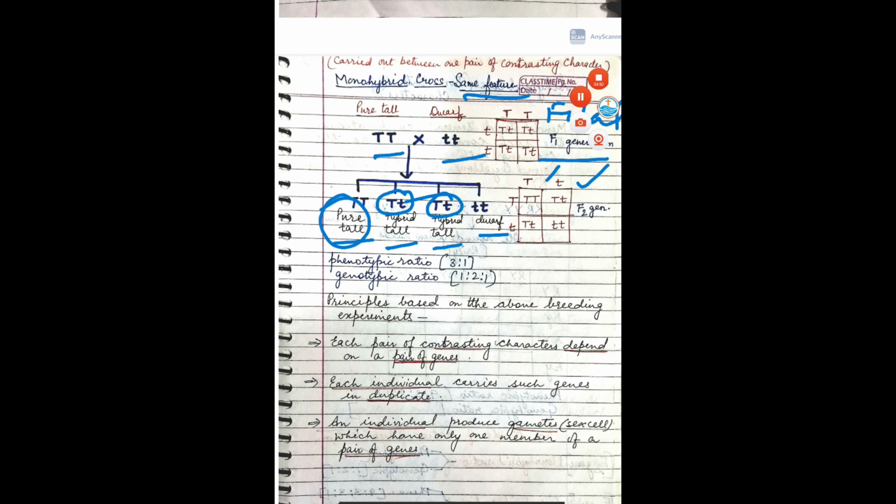So what is the principle based on this breeding experiment? Each pair of contrasting characters depends upon a pair of genes. It depends upon the pairing. I have already underlined the main keywords. In biology, just focus on the keywords.